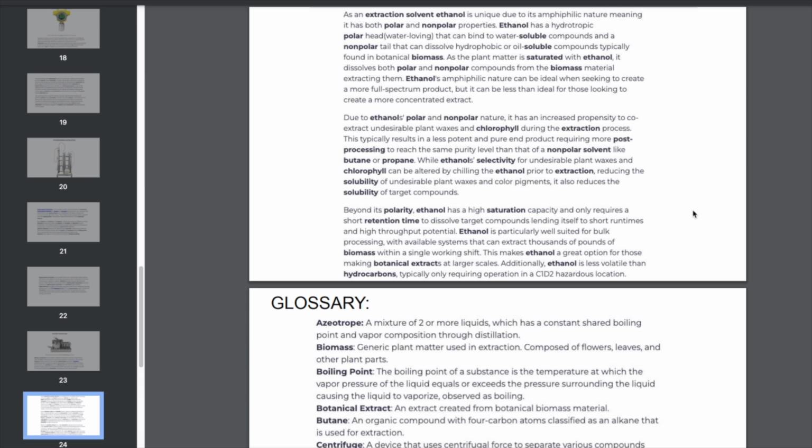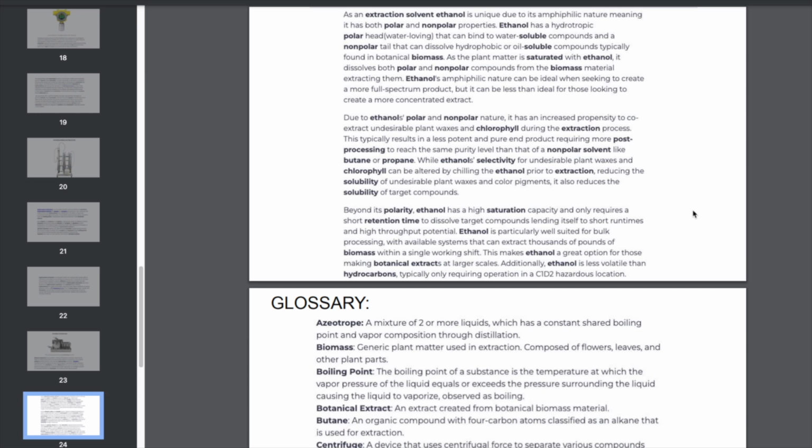We talked about the solvent selection. Due to ethanol's polar and nonpolar nature, it has an increased propensity to extract undesirable plant waxes and chlorophyll during the extraction process. Basically all crude oil from ethanol is going to be brown.